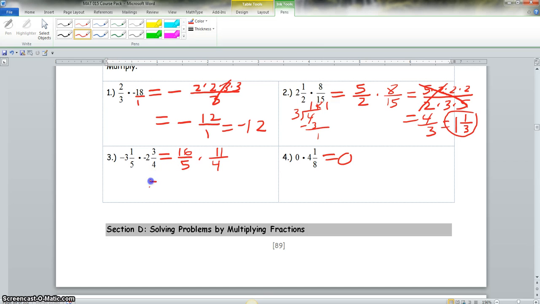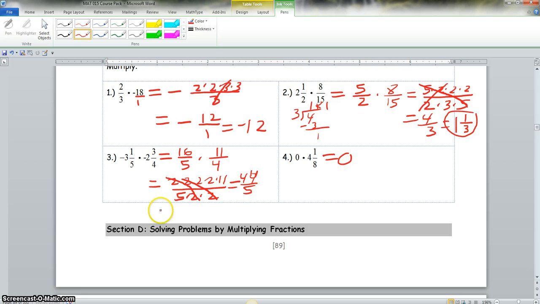Now we do these prime factorizations. Prime factorization of 16 is 4 2's. And then we have 11, which is already prime. Our denominator, 5 is prime, and 4 breaks down to 2 2's. So we had 2 sets of 2's that simplify out, and we will have 44 over 5. That's a positive 44 over 5.